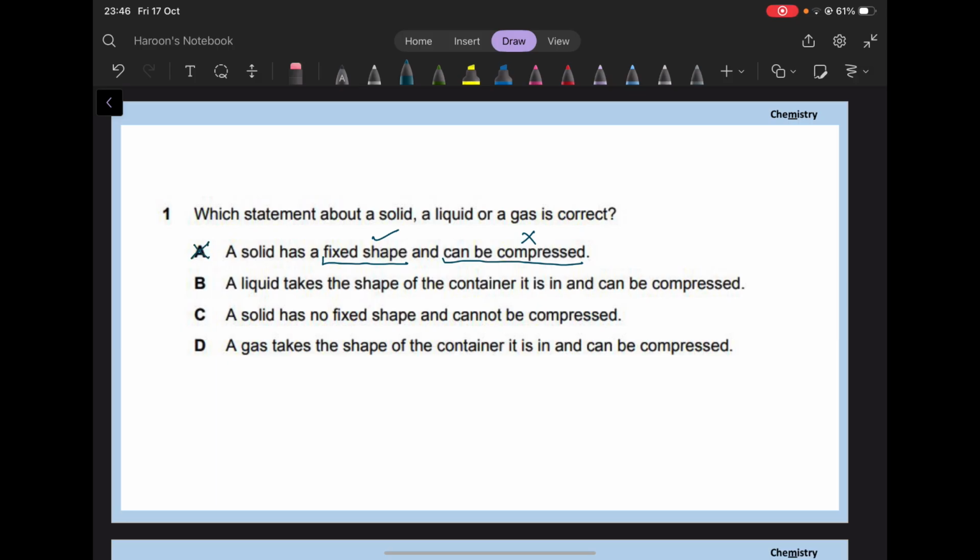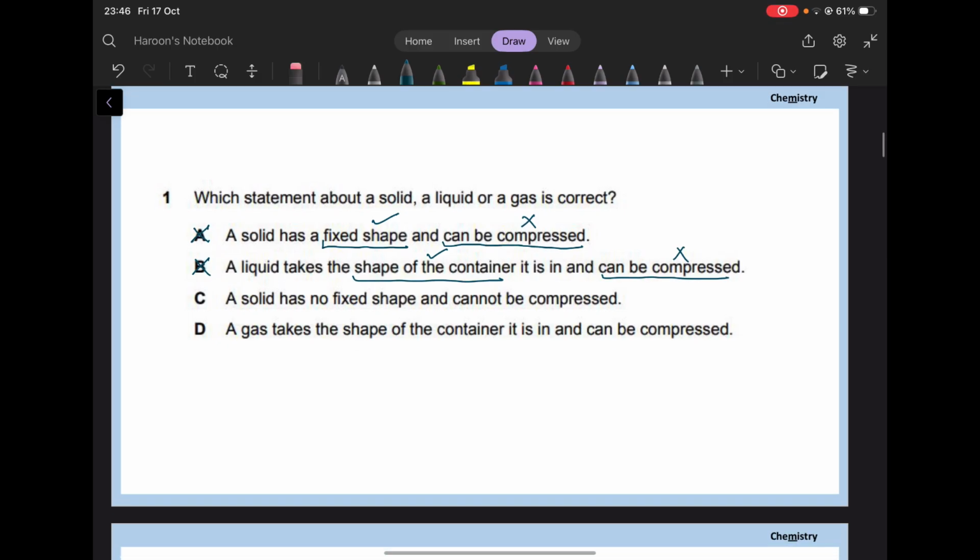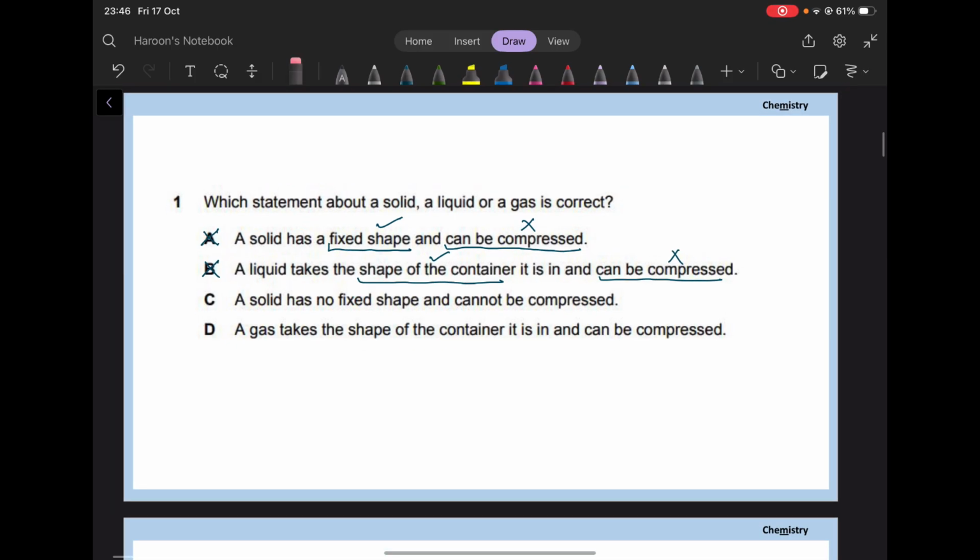A liquid takes the shape of the container. Yes, it does. And can be compressed? No, it cannot be compressed because the particles are already quite close to each other. So B is out. A solid has no fixed shape. Solids actually have a fixed shape, so we can just cancel C out already.